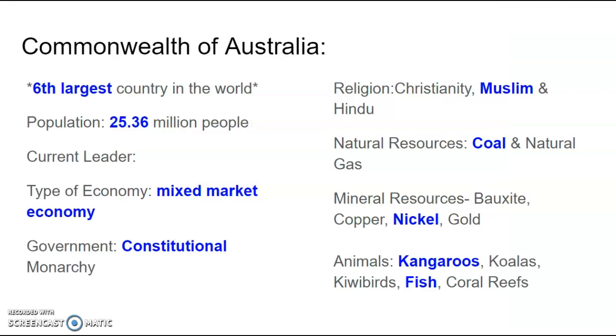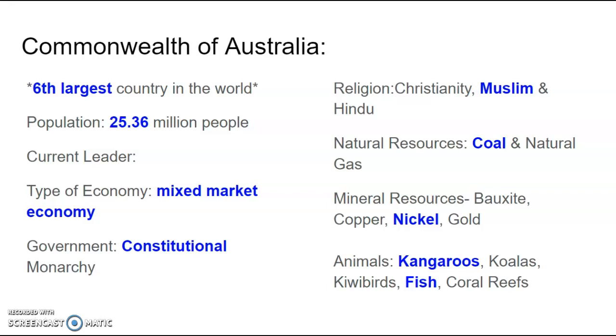The Commonwealth of Australia shows that it is the 6th largest country in the world. Remember, Australia is a country and a continent. The population of Australia is 25.36 million people, and the current leader is different upon the region, and that's why it's blank. You have a prime minister that represents the whole country. You can also have different people who are basically governors for each different territory because it is a constitutional monarchy.